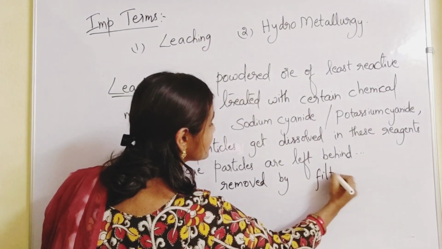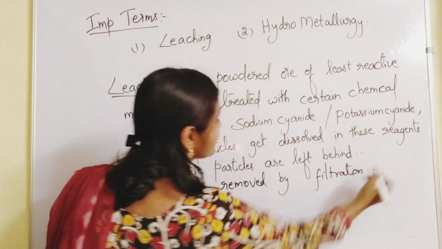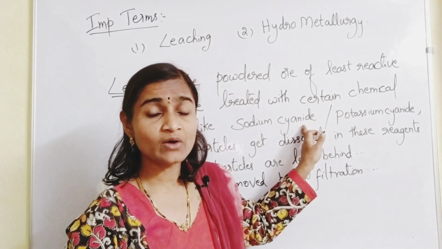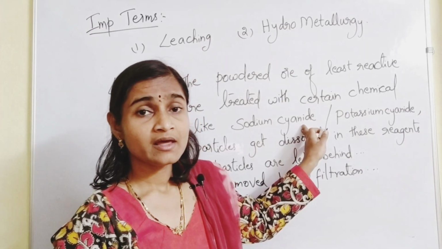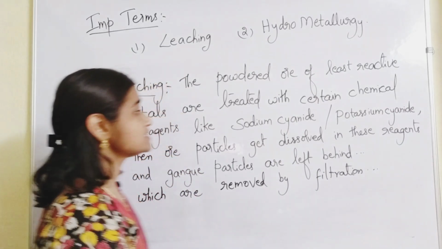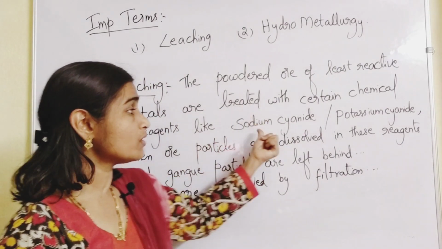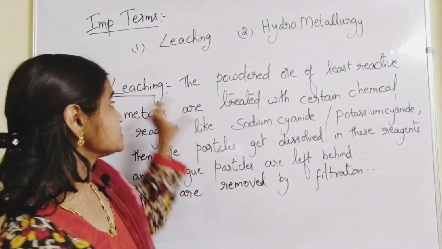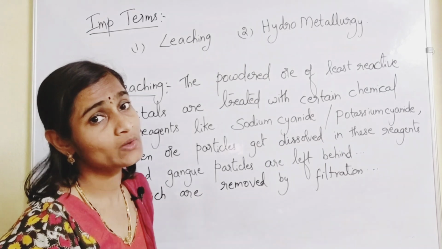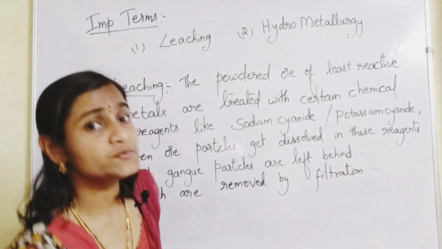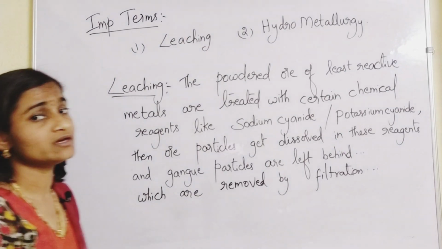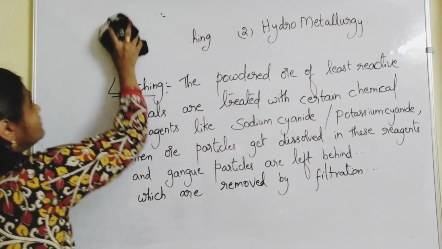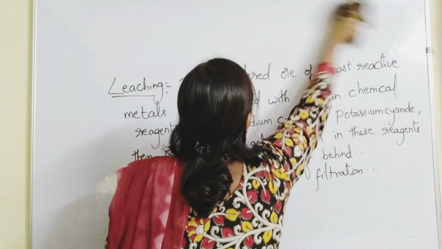filtration process. Filtration they'll do, so that all the gangue particles go away and ore particles get dissolved in sodium cyanide or potassium cyanide. So that process of treating the ore particles with sodium cyanide or potassium cyanide, that process you call as what? Leaching. Please remember this definition, everyone, right? Very important. Next, we have to learn one more important point, that is hydrometallurgy.